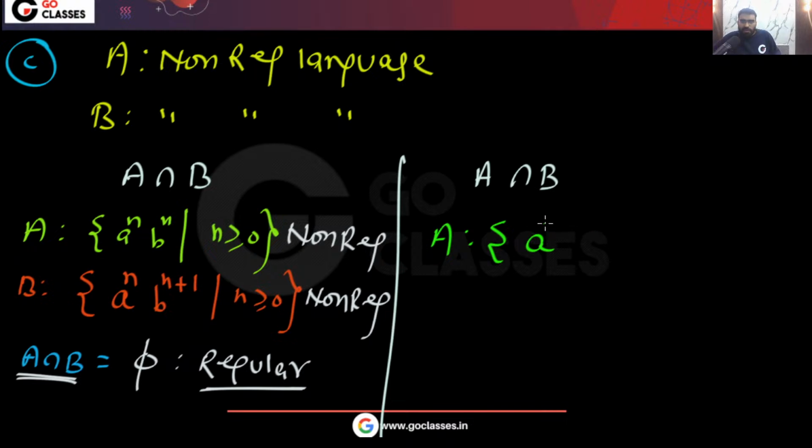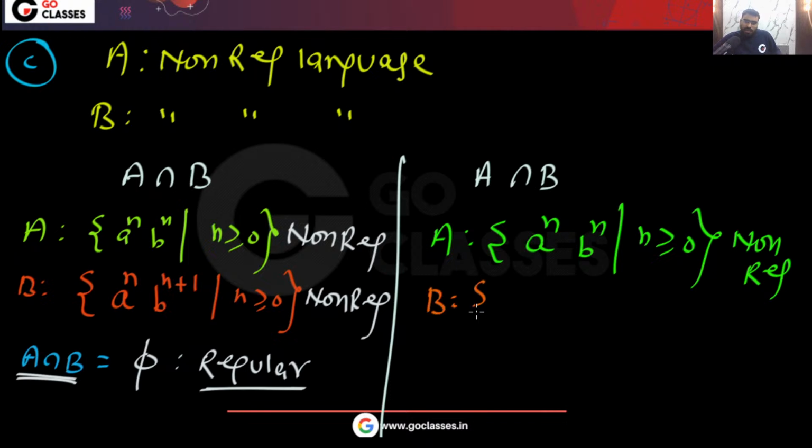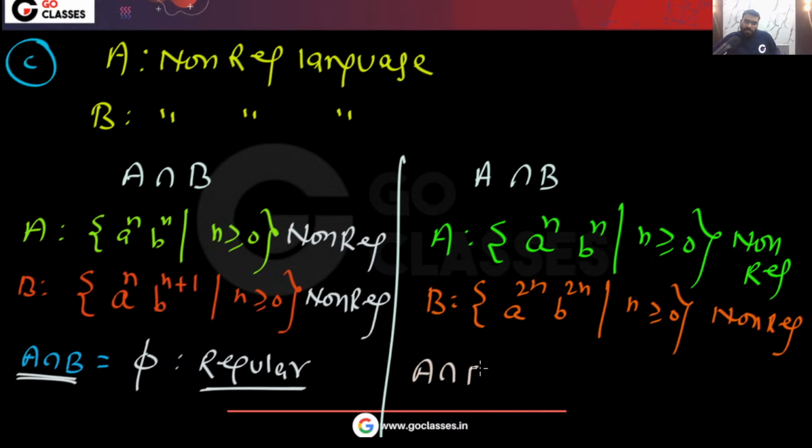For example, what can I do? a^n b^n, where n is greater than or equal to 0. This is non-regular, that you already know. Another language I can give you is a^n, a^(2n) b^(2n), where n is greater than or equal to 0. This is also non-regular. Now, if you take their intersection, what will you get? You will get a^n b^n, which is non-regular.